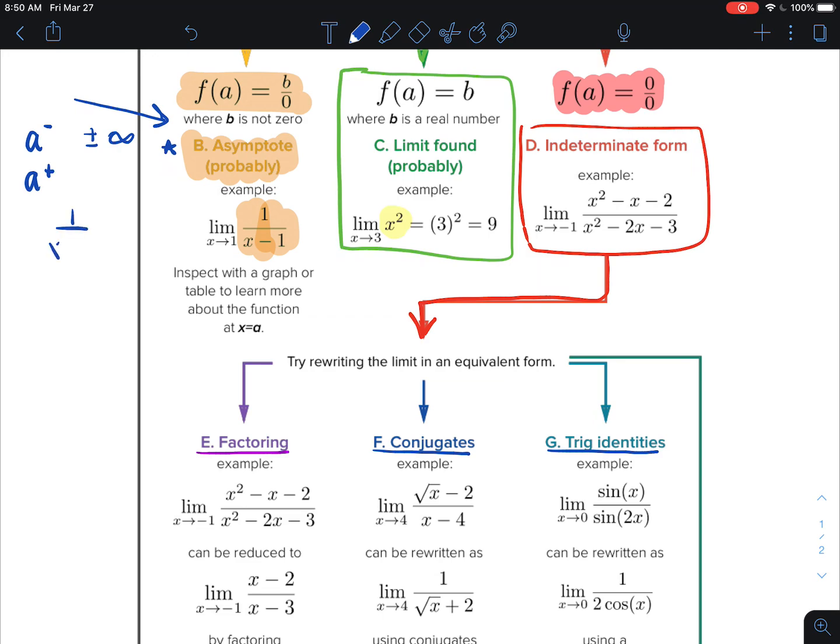So if I was looking at 1 over x minus 1 from the left, I'm putting in a number smaller than 1. So if I have 1 over 0.99 minus 1, I don't really want the number here. What I want is the sign. So it's positive on the top and it's negative on the bottom, which makes this side go to negative infinity. Okay, I hope that helps.